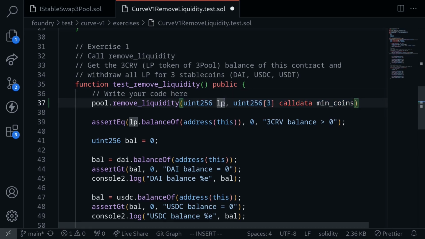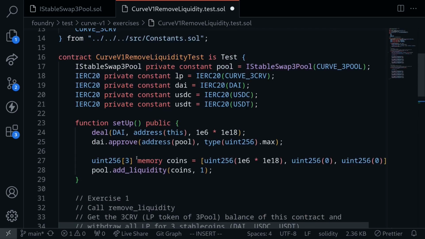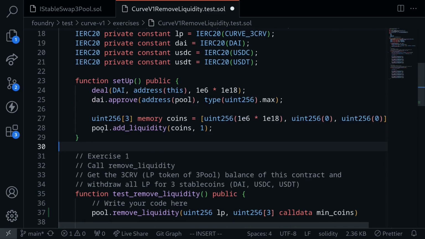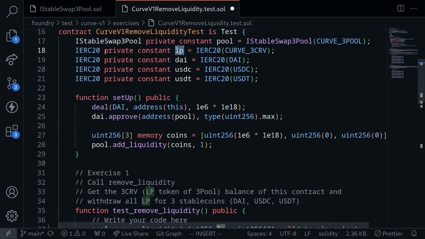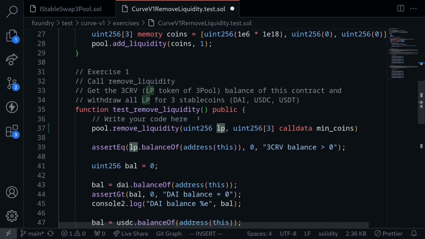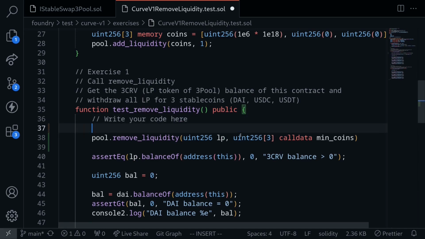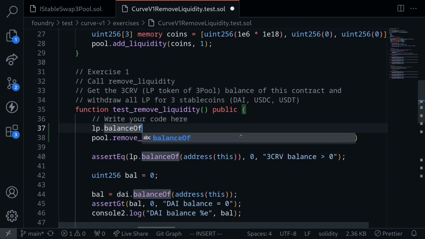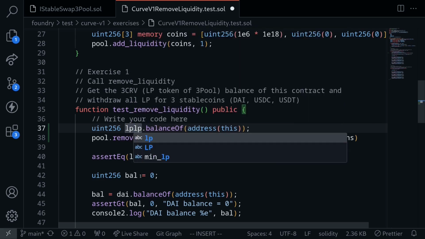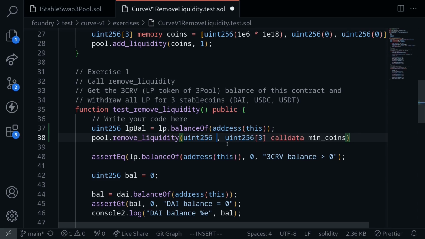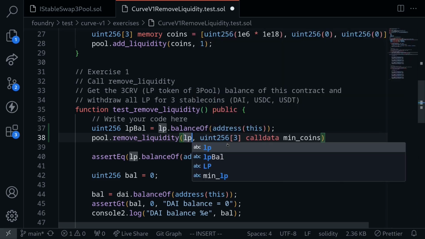Let's start with the first one. How will we get the balance of LP tokens that is locked inside this contract? Let's check the setup. Looking at the setup, we added liquidity to this Curve V1 AMM, and the LP token that we get back is called lp. It's also an ERC20 token, so we can get the balance of LP tokens inside this contract by calling lp.balanceOf(address(this)). Let's store this into a variable, uint256. I'll call it lpVal, and then we can put it in here, lpVal.